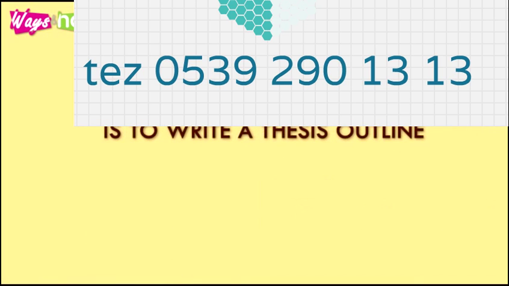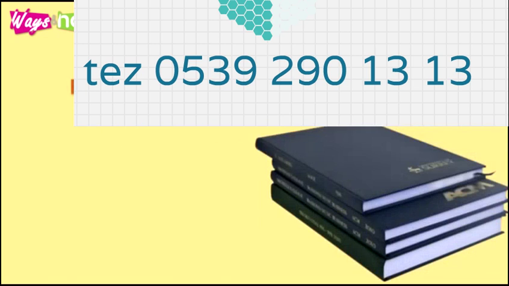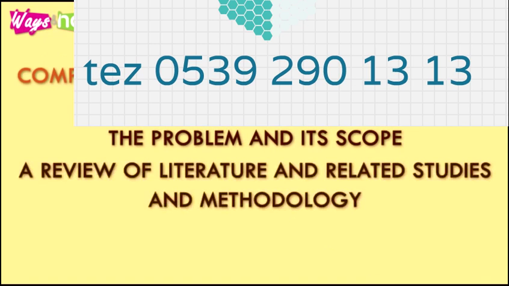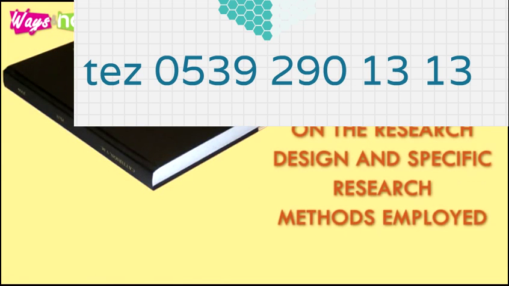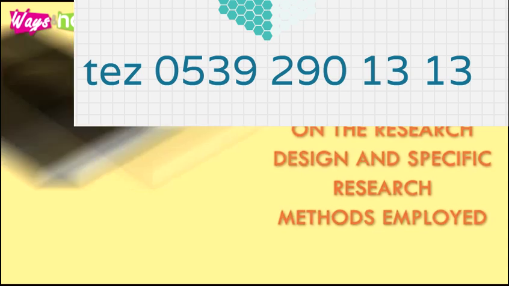5. The fourth step is to write a thesis outline. This entails knowing the parts and subparts of the thesis. Usually, an academic thesis has to be proposed first before it can be conducted. The thesis proposal is comprised basically of three major parts: the problem and its scope, a review of literature and related studies, and methodology. The subparts or sections in each chapter or major heading vary from school to school and the choice of research design. The methodology section would be written based on the research design and specific research methods employed.